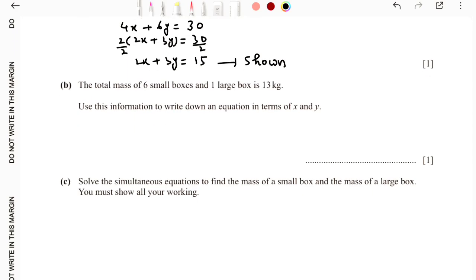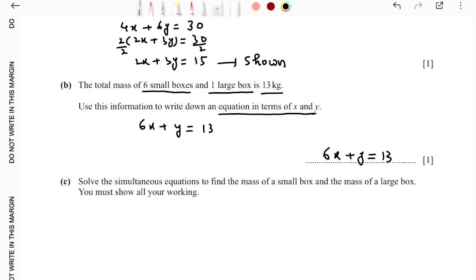B part. The total mass of 6 small boxes and 1 large box is 13 kg. Use this information to write down an equation in terms of x and y. So 6 small boxes 6x plus 1 large box means y is equal to 13 kg. So this is the answer. Next part.